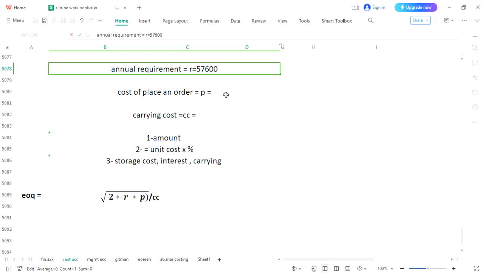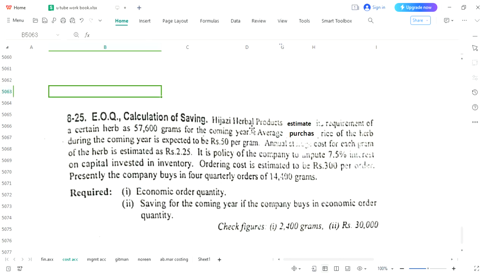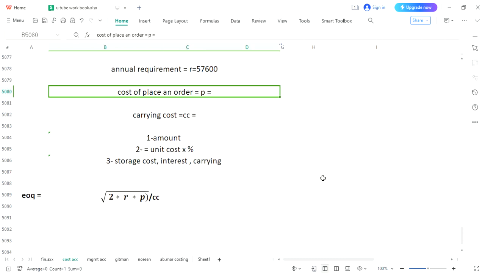Now second is cost of placing an order. Let's go back to the question and see how much would be the cost of placing one order. Though we should have read the whole question, right now we are noting it down. Inputs of economic order quantity, everything present in this question would be used. Don't worry about that. Ordering cost is estimated 300 per order. So cost of placing an order we have found out is 300 rupees per order. So we will put over here 300. So the second item is completed.